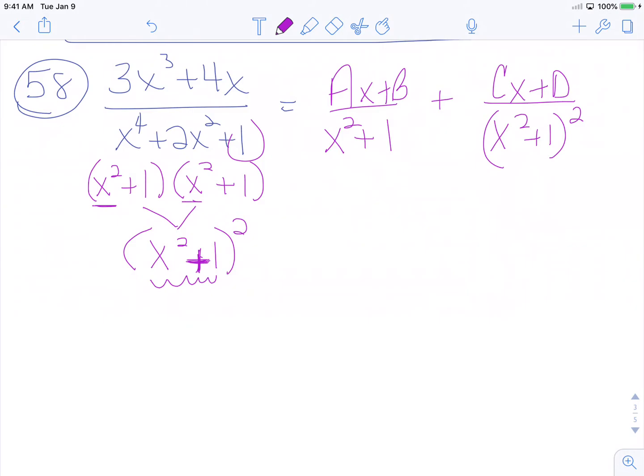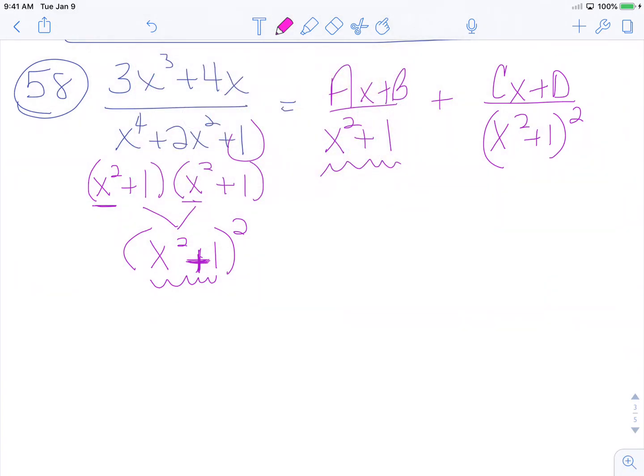So anytime the denominator is quadratic, and quadratic in this case means x squared plus something, so it can't be broken down any further. You can't factor it or separate it. So any quadratic denominator will always be x squared plus 2, x squared plus 3, x squared plus 5, but it'll always be x squared plus something.